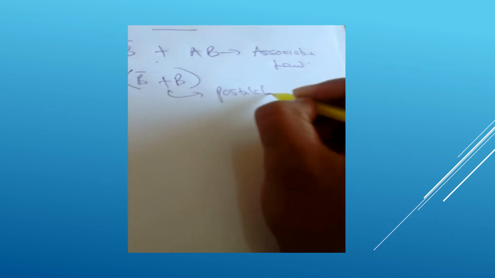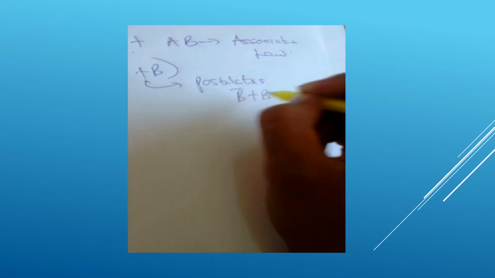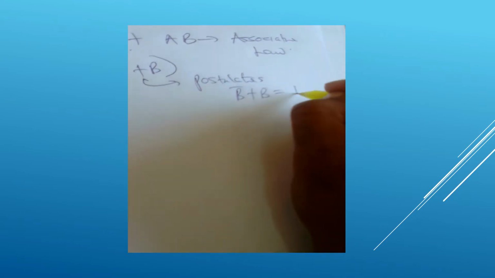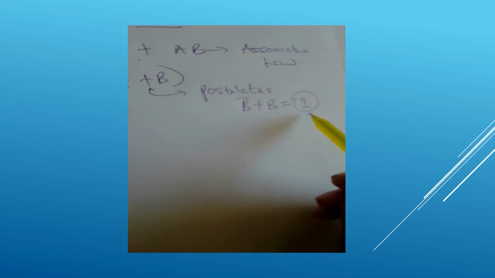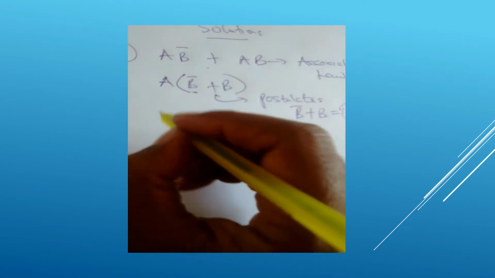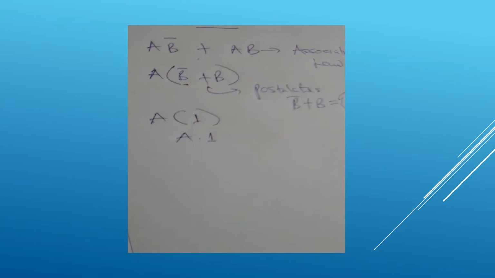You have to consider the postulate which you apply. And we know a letter plus its bar is equal to 1. So in this case, we are going to apply this. We substitute this expression here with this postulate of 1. So you're going to have A, then in the brackets we put 1, just like that. So again, A times 1 is basically A dot 1.